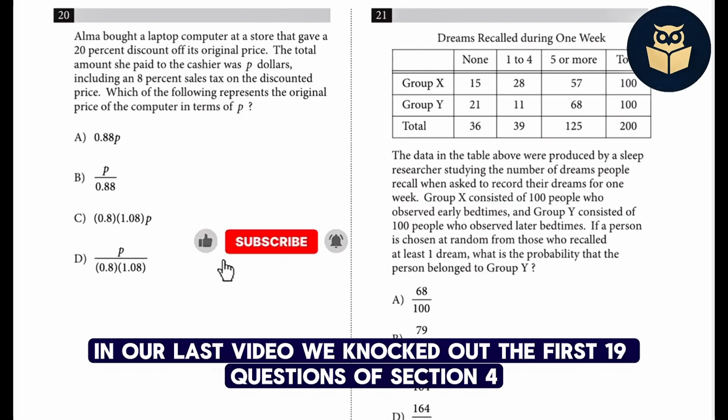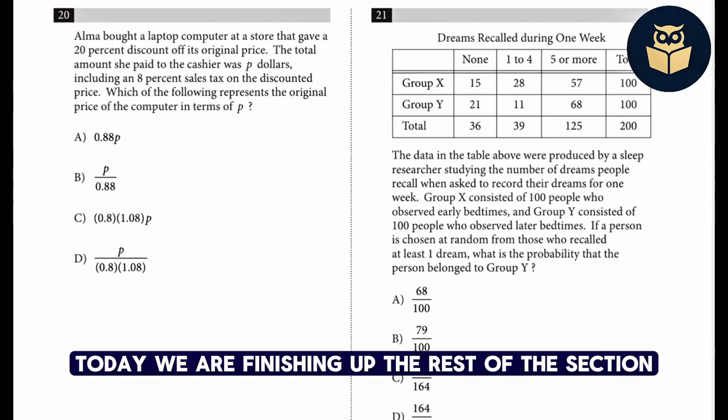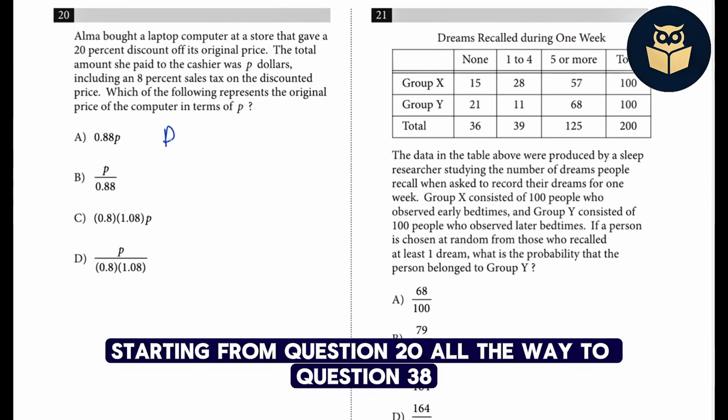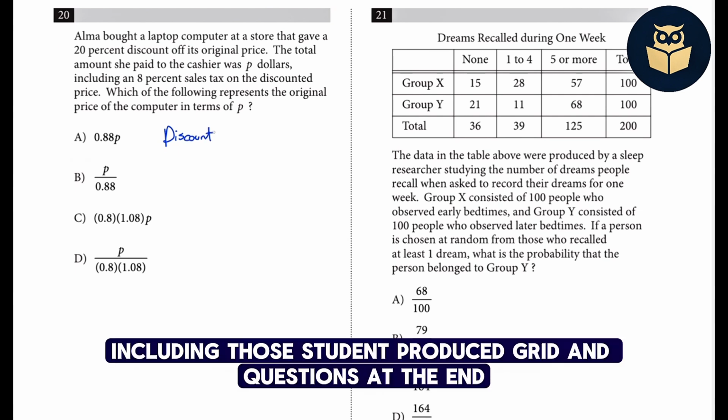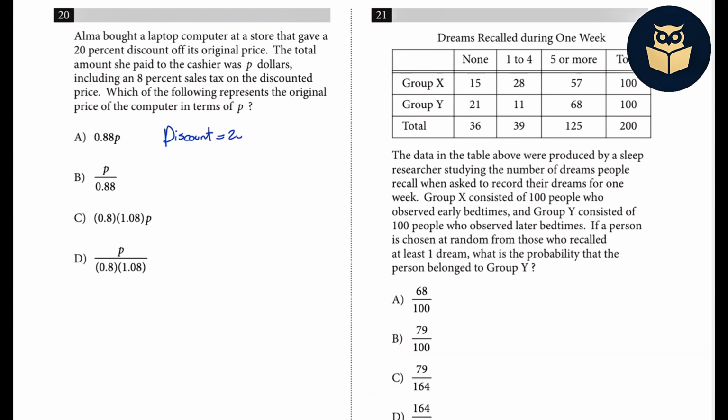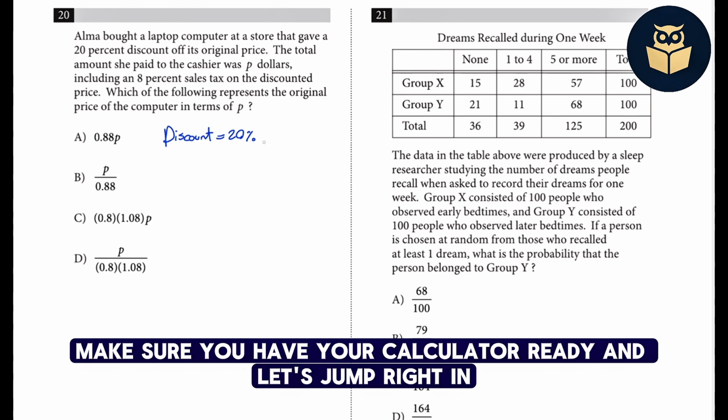In our last video, we knocked out the first 19 questions of section 4. Today, we are finishing up the rest of the section, starting from question 20 all the way to question 38, including those student-produced grid-in questions at the end. Make sure you have your calculator ready and let's jump right in.